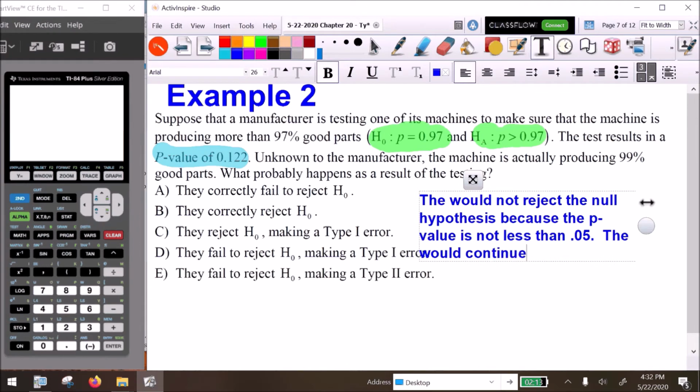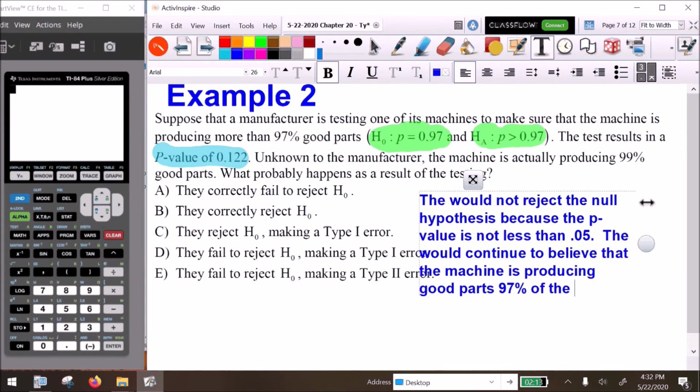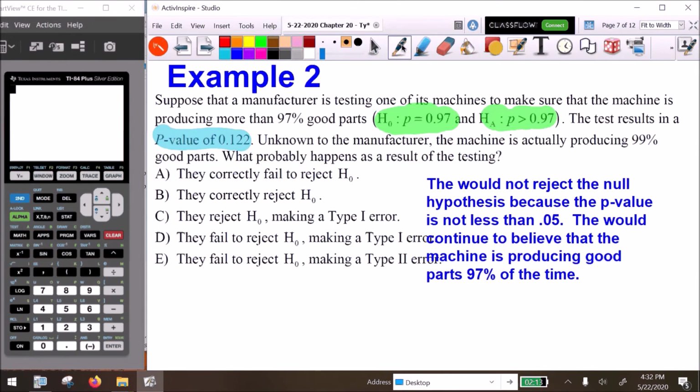They would continue to believe that the machine is producing good parts 97% of the time. So whenever you fail to reject a false null hypothesis, you're making a specific type of error.